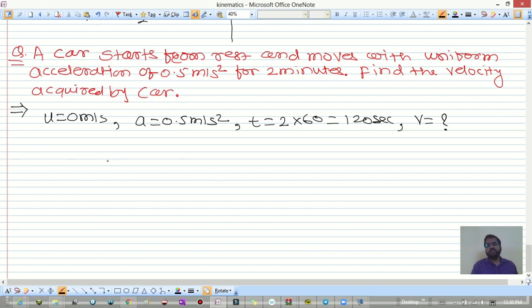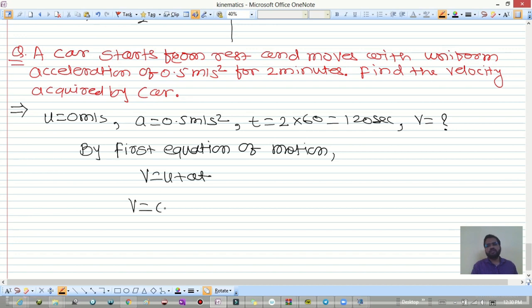By the first equation of motion, we have v is equal to u plus at. So u is 0 plus a is 0.5, t is 120, which is equal to 60 meter per second. Now some of you will say, why sir do you use the first equation of motion? Why can't we use the second equation of motion? Why can't we use the third equation of motion? So see here.